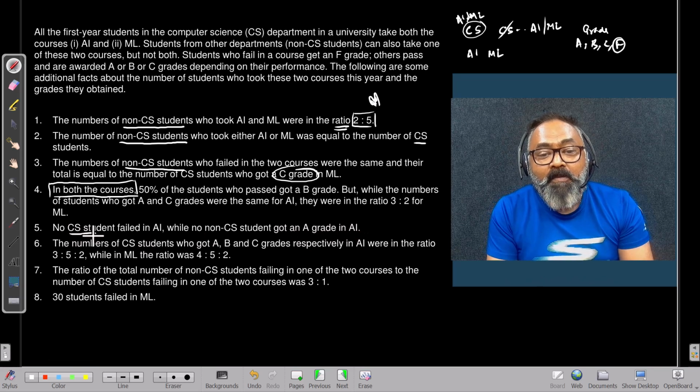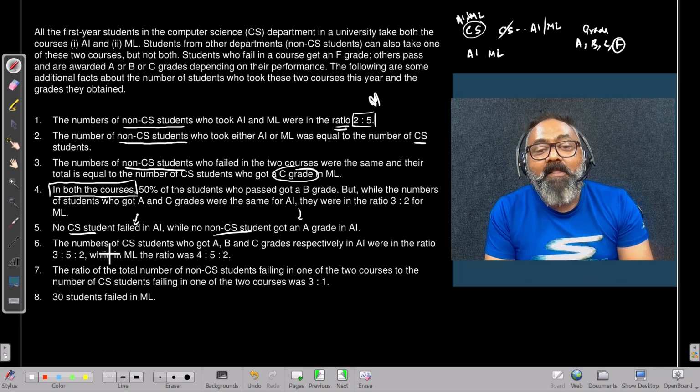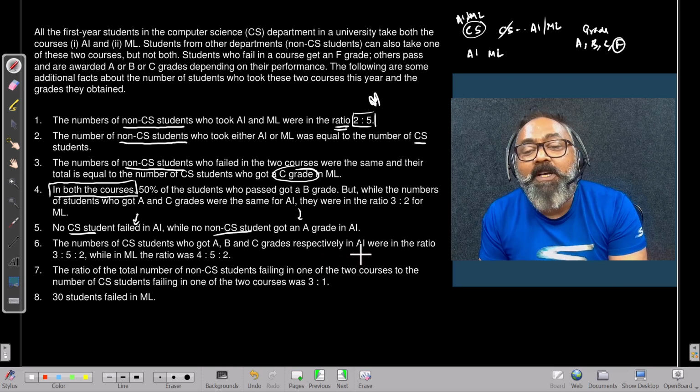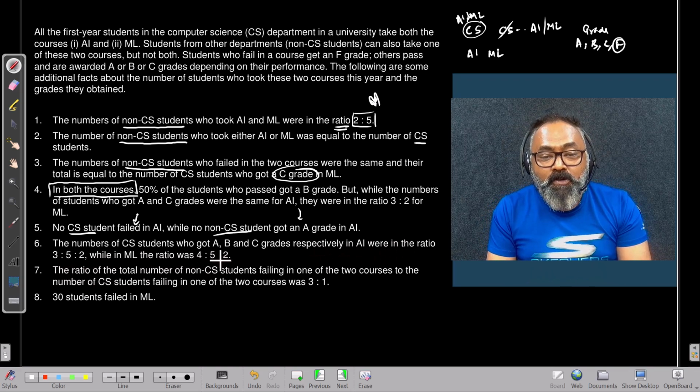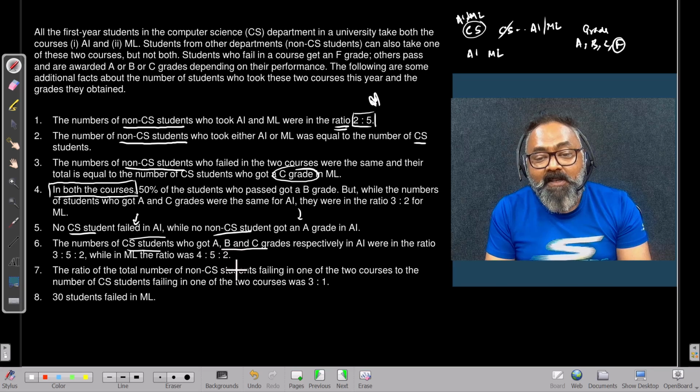Wonderful. Another fact about the department and how many have failed, and grades again. The number of CS students who got A, B, C grades respectively in AI is in the ratio 3 is to 5 is to 2, whereas in ML the ratio is 4 is to 5 is to 2. Again, specific to these individual departments.